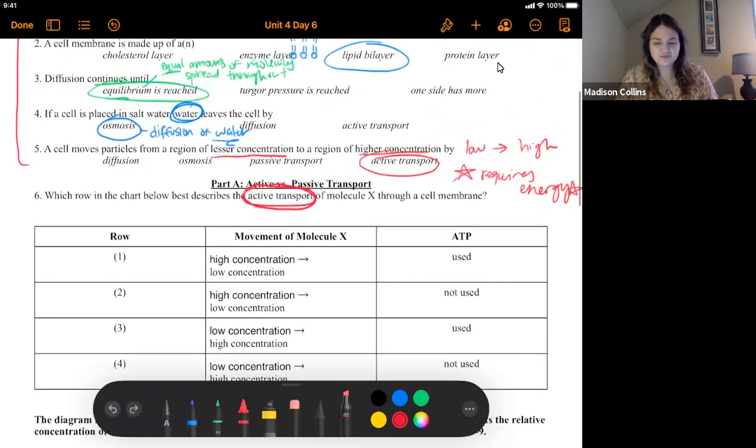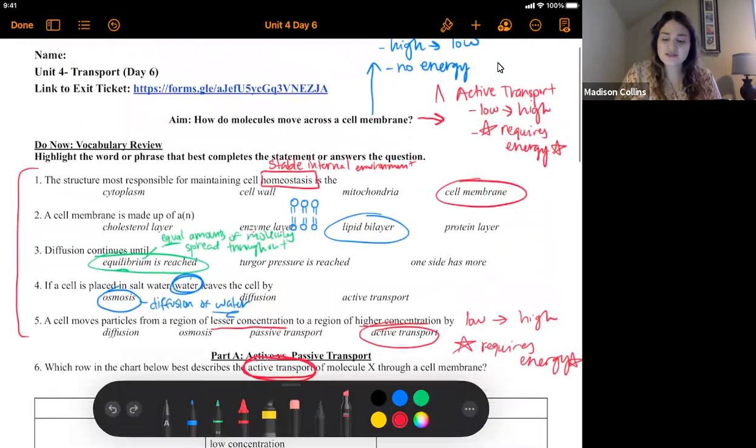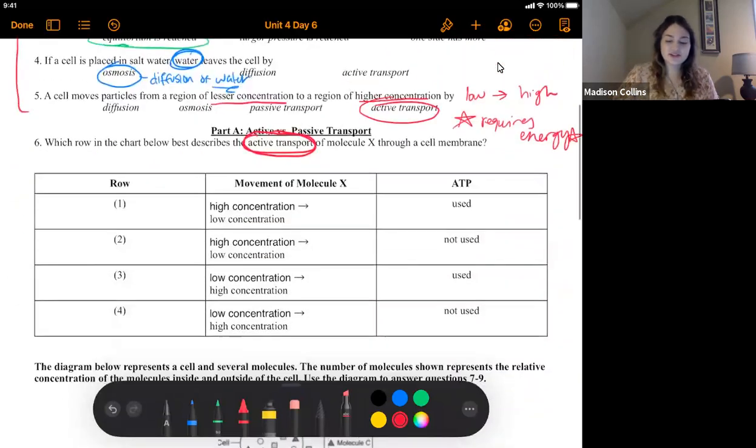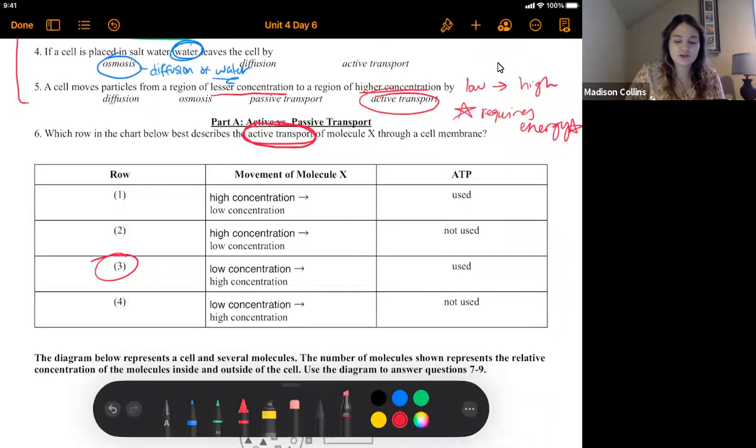Well, remember, our 2 characteristics of active transport is that molecules are moving from low concentration to high, and it does require energy, which we know as ATP. So because of that, the answer here is going to be 3. We're moving molecules from low to high concentration, and we're using ATP, or energy.